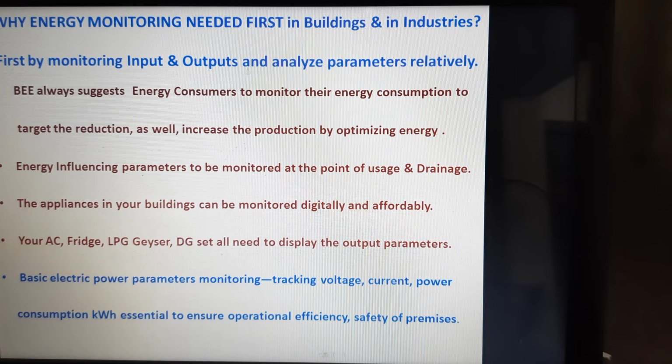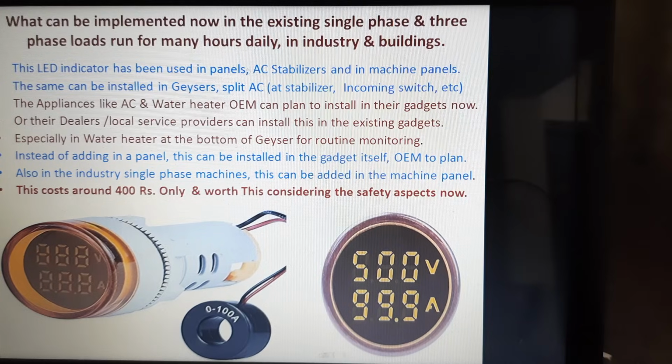Basic electrical parameters monitoring is definitely important to track the voltage, the current, or the power consumption in kWh. All are essential to ensure the operational efficiency of the machines or the appliances as well as safety. Electrical safety is more important for any given premises. That also can be assured by monitoring the basic electrical power parameters of the given equipments and appliances. So, what can be implemented now in the existing single phase equipments as well as three phase loads run for many hours daily in the industry or in the buildings?